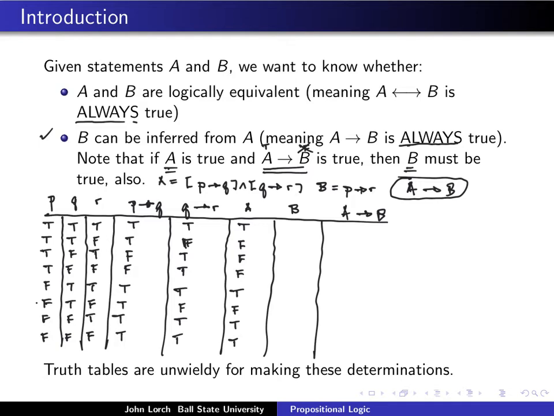Now B, again, is this conditional, if P then R. So remember, that can be false. That's false exactly when P is true and R is false. So that happens in rows 2 and 4. So every place else, B is true.